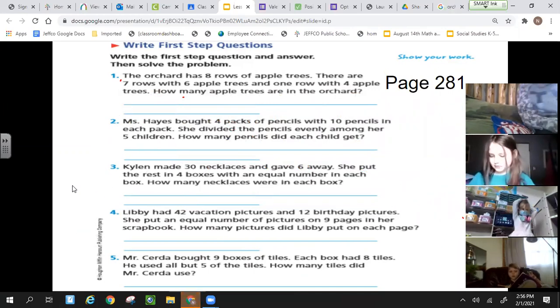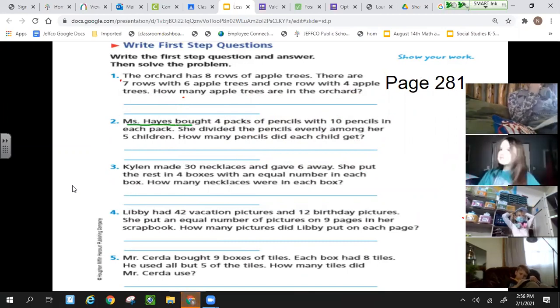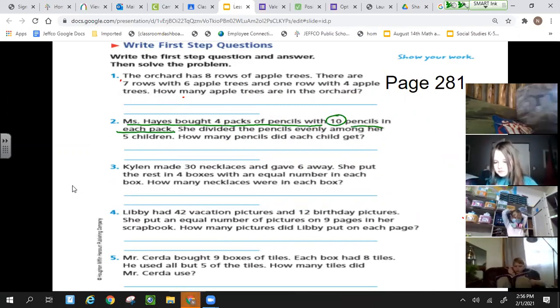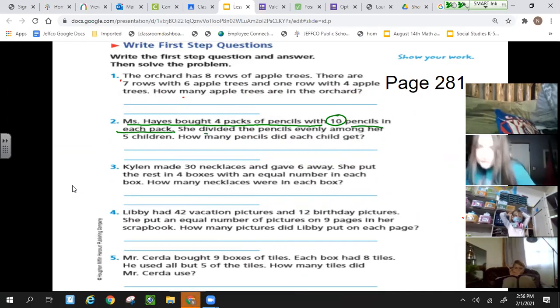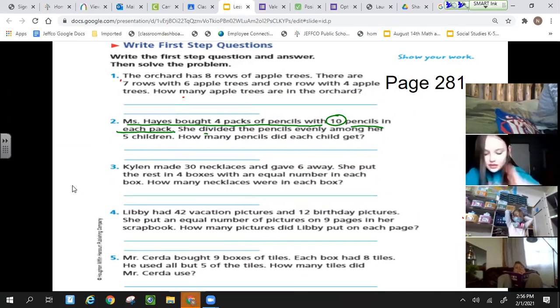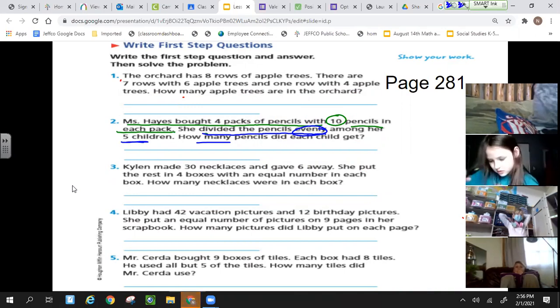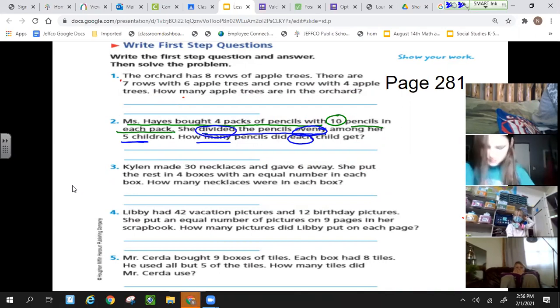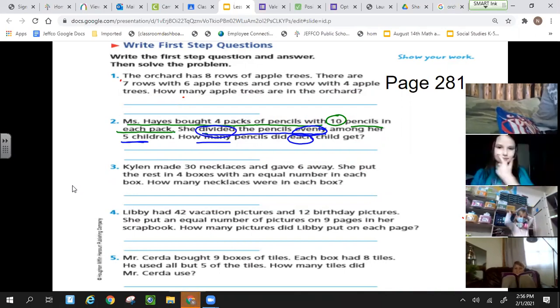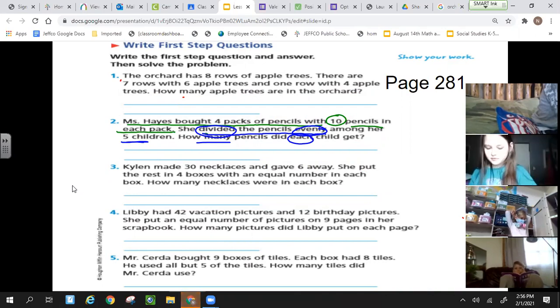All right, let's look at number 2. Try to visualize this. Miss Hayes bought 4 packs of pencils. There's 10 pencils in each pack. She divided, I'm going to use a different color, she divided the pencils evenly among her 5 children. How many pencils did each child get? We have some key words here. Where are we going to divide the 2 steps, do you think? Yeah, Evie.